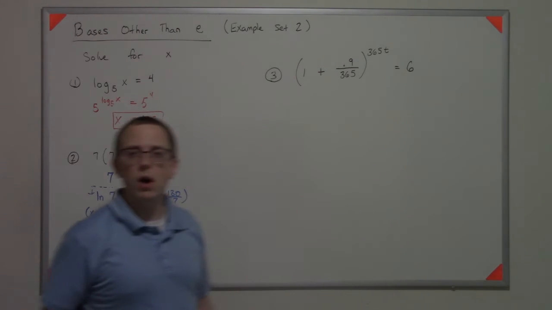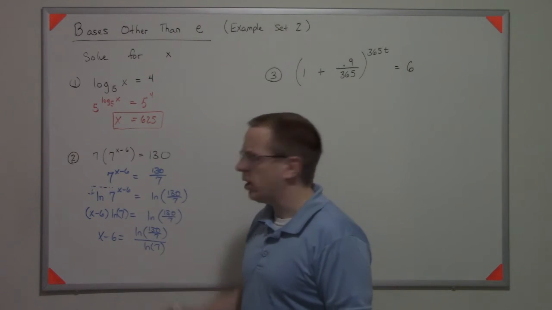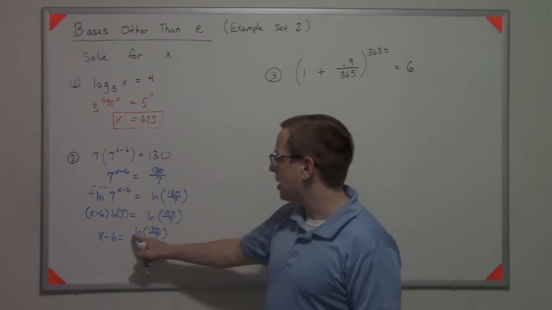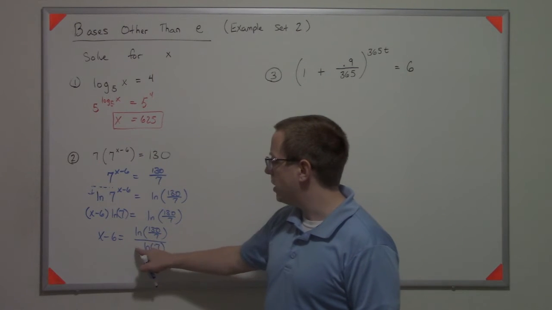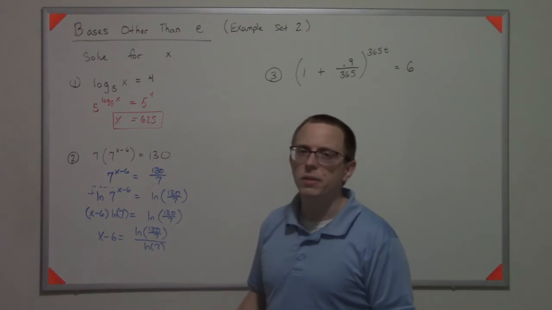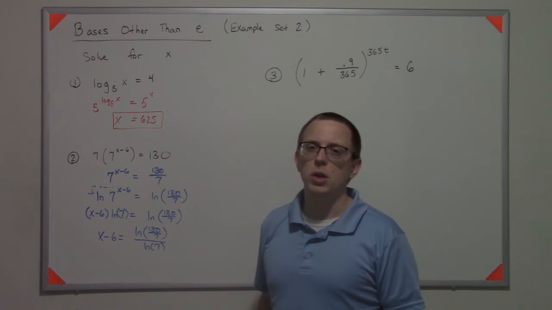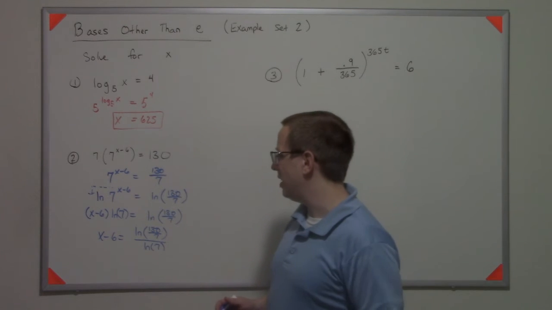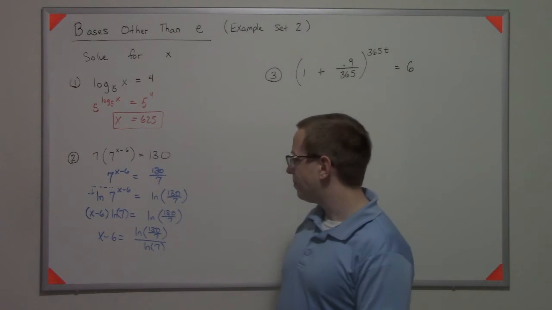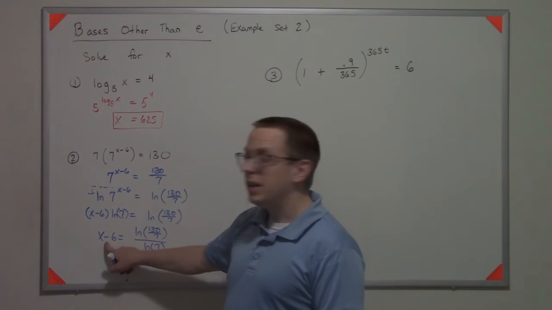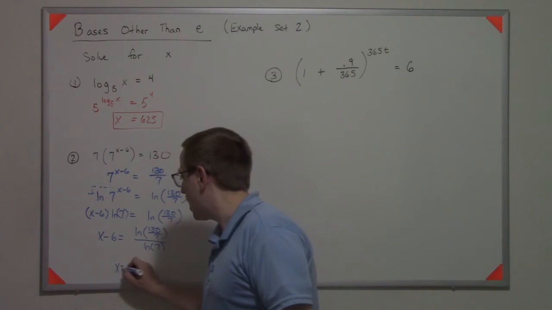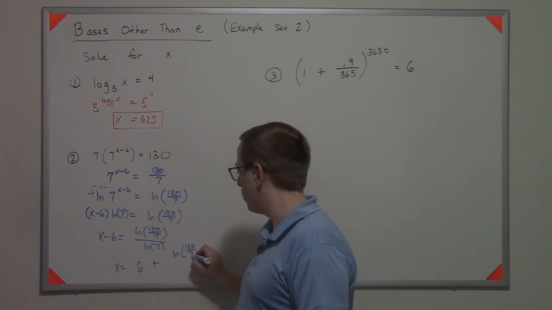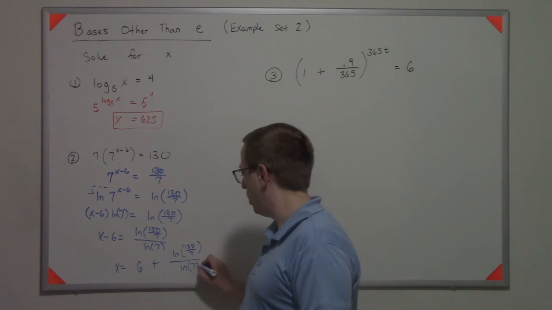And you might say to yourself, these are natural log and natural log, so I can cancel or combine them, but you really can't. This would be like saying sine of 15 degrees divided by sine of 20 degrees. There's really not a great way to combine those. There are some tricks you can try, but for all intents and purposes, you're not that much better off. So finally, to get x by itself, we just add 6 to both sides. So we get 6 plus the natural log of 130 over 7, divided by the natural log of 7.